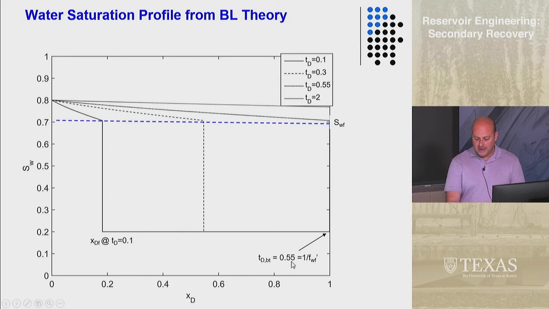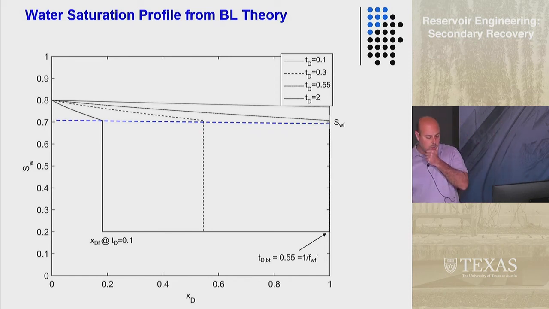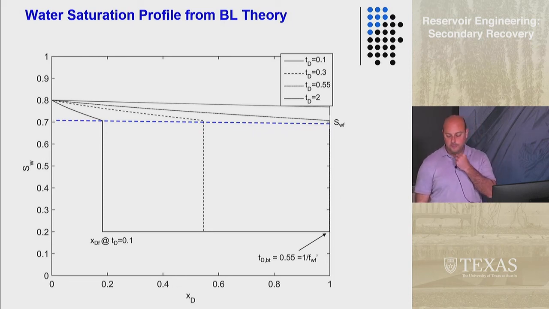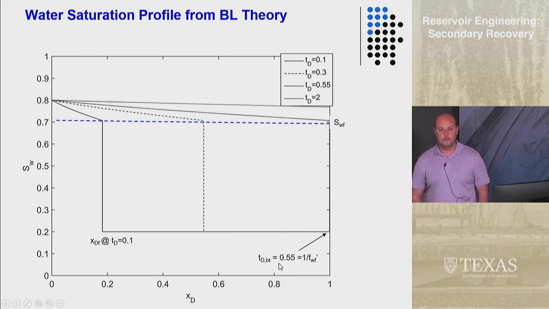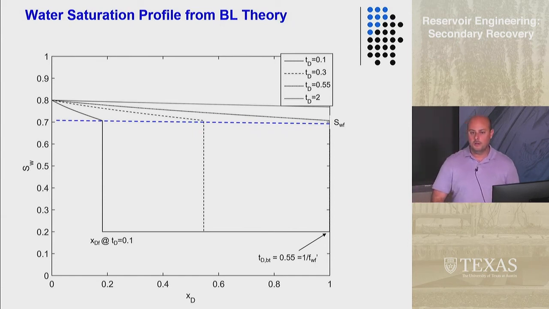I chose 0.55 for a very specific reason. It is equal to 1 over FWF prime. That is the breakthrough time. So the breakthrough time is 0.55. The breakthrough time is always, always, always less than 1. Okay? It would only be equal to 1 if it was a perfect piston and it was pushing all the water, all the oil out, and then the water didn't reach the producer well until 1 pore volume.